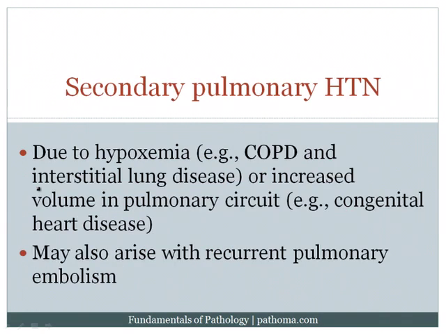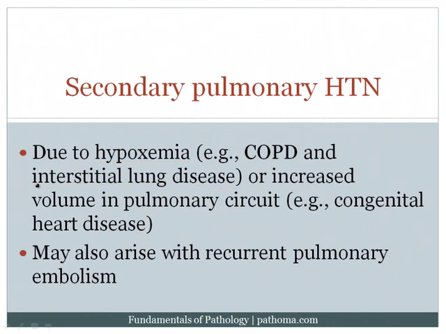It's also possible to develop secondary pulmonary hypertension. This could arise with hypoxemia. You're well aware of the fact that the vessels in the lung constrict when there is hypoxemia in an effort to try to shunt the blood towards other areas of the lung that are perhaps receiving oxygen. However, in patients with COPD, for example, or interstitial lung disease, there are no really good areas in the lung that are receiving oxygen, and hence the entire lung is clamping down, resulting in secondary pulmonary hypertension.